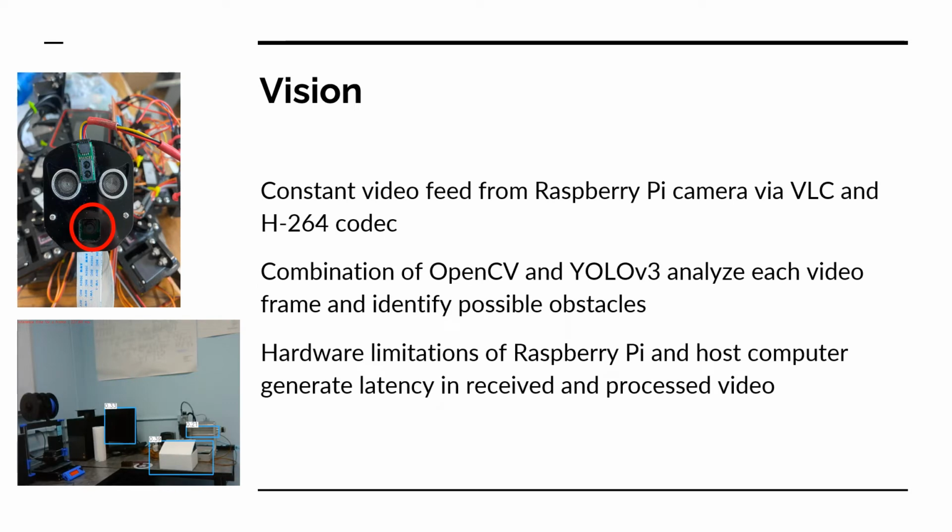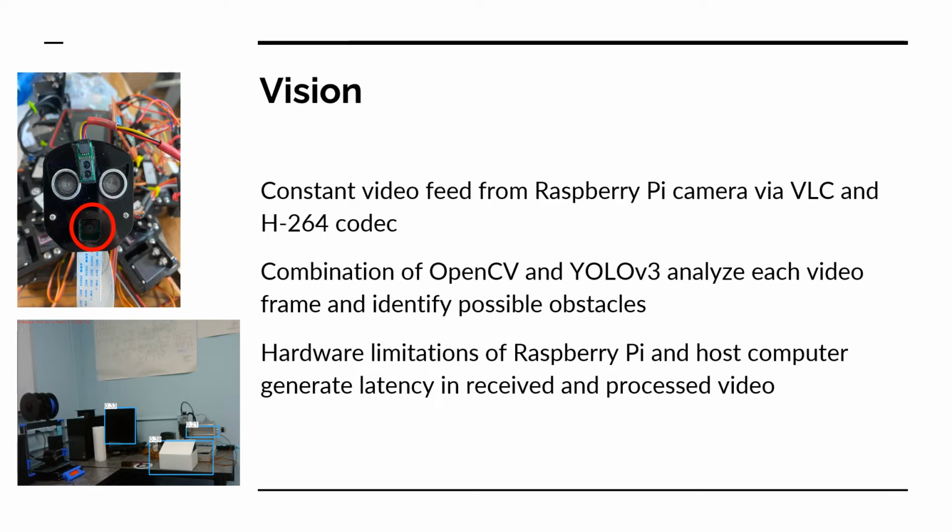In order to reduce the load on the Raspberry Pi, a constant video stream was set up using VLC, the Raspberry Pi camera, and a RaspiCam function with a H.264 codec and HTTP protocol to a host computer. The host computer will then take the video and, using a combination of OpenCV, which is a computer vision library developed by Intel with C++ functionality, and YOLO v3, which is a pre-trained deep neural network trained for object detection, will analyze each video frame and identify possible obstacles.